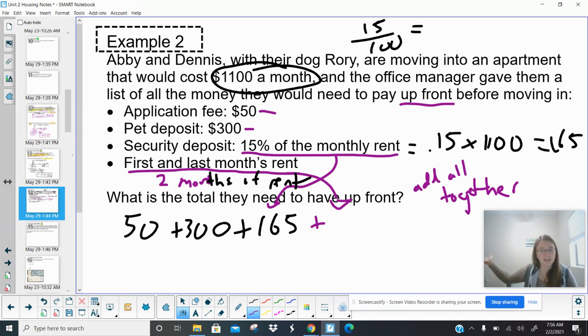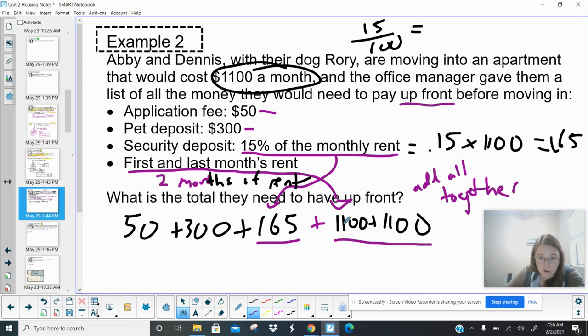And now what can I do because they're gone? They're out of my house. So it amounts to the first month you live there and the last month, whatever that may be, it's just 2 months worth of rent. So 1,100 plus 1,100. This, once again, is the security deposit. This is first and last.